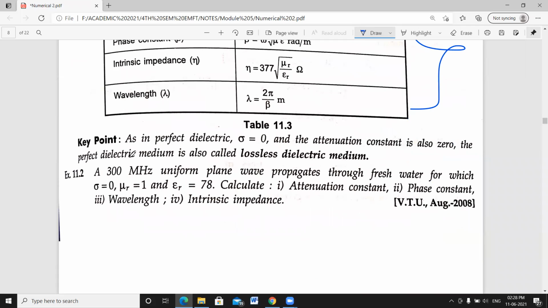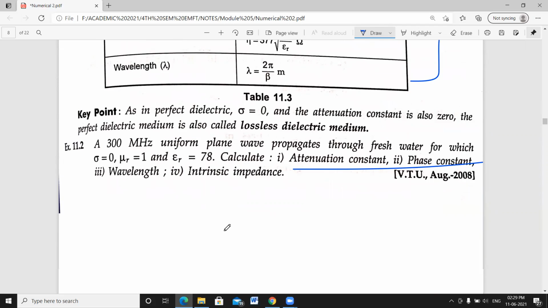Here a problem is given. A 300 megahertz uniform plane wave propagates through fresh water, for which σ is given as 0, μr equals 1 and εr is given as 78. What you have to calculate: the attenuation constant, phase constant, wavelength, and also the intrinsic impedance.